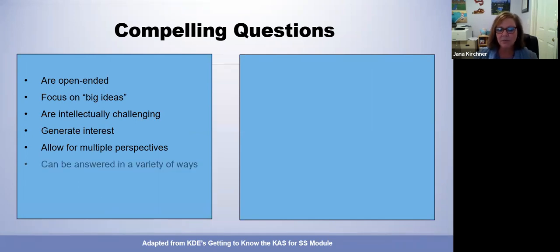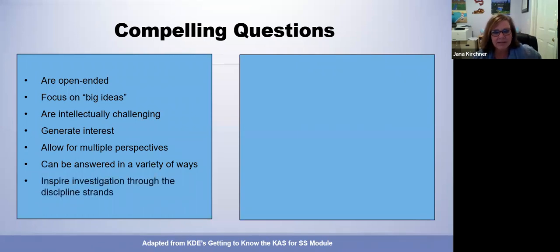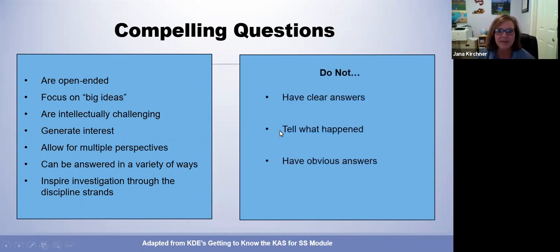And that is a key with inquiry-based social studies. So you can answer them a variety of ways. They inspire investigation through the disciplines. So we might look at a big compelling question through the lens of history or economics or geography or civics. And that could all be woven together in how students explore that topic. Sometimes I think, though, that it helps to look at a concept by what it is not. So compelling questions do not have clear answers.